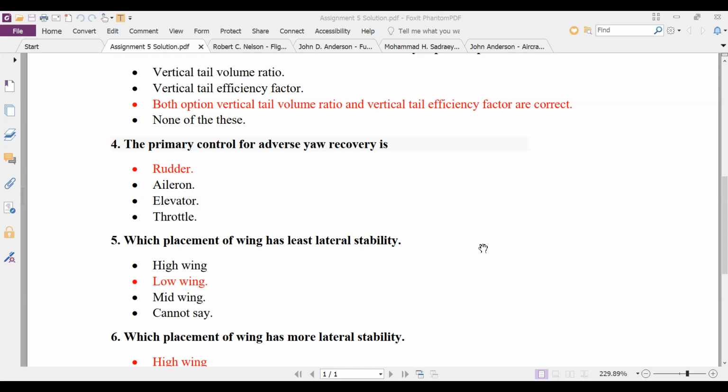And what is the source of adverse yaw? Like why does this happen actually? Because the lift and drag on one wing increases more than the other. When the airplane banks to turn, one wing goes down.